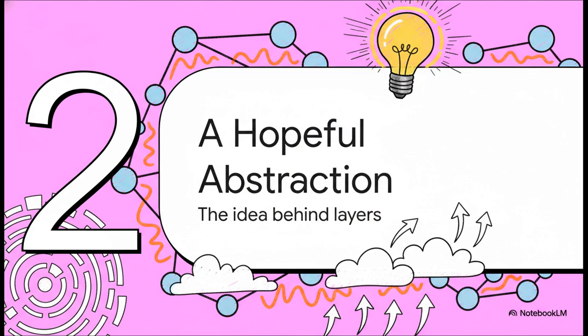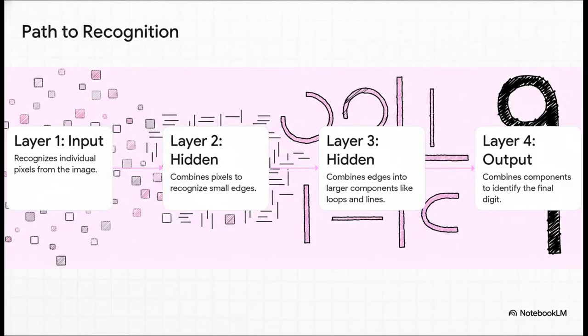But why layers? What's the point? Before we dive into all the math, let's just talk about the intuition here. What are we hoping these layers are actually going to do for us? The big hope is that the network learns to build up ideas one layer at a time. So the first hidden layer might look at all the pixels and learn to spot tiny little things, like small edges. Then the next layer might learn to combine those edges into bigger components, like a loop or maybe a straight line. And finally, the output layer can look at those components and say, hey, a loop on top of a line, that's a 9. It's building understanding from the ground up.